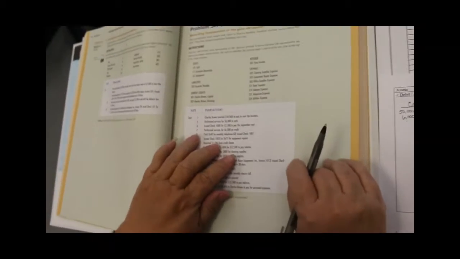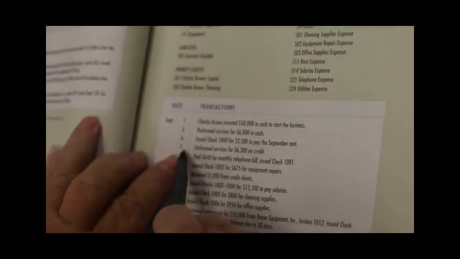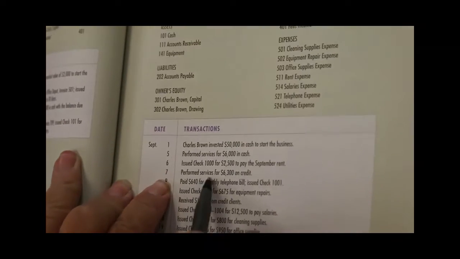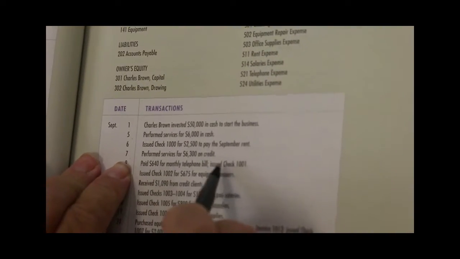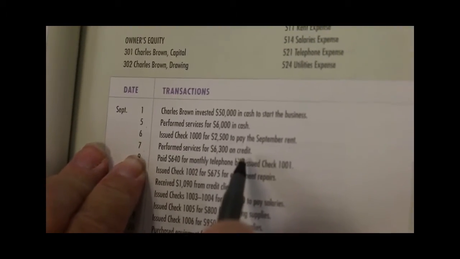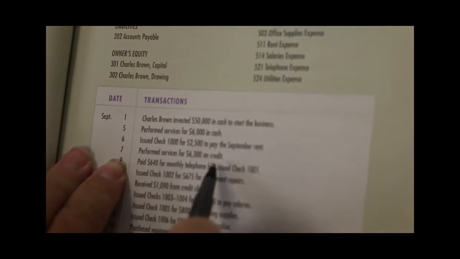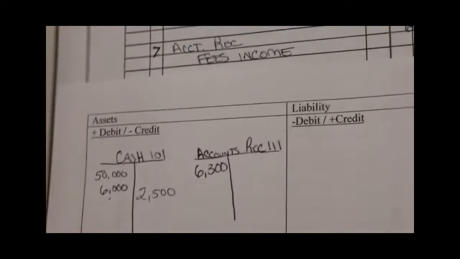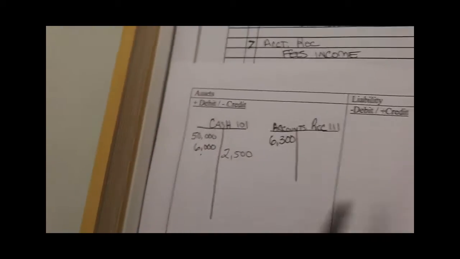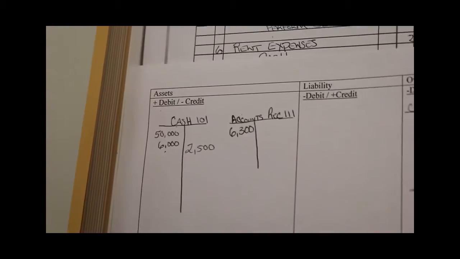Okay, so I'm going to start that transaction over again. This is the September 7th, perform services on credit. That's the one I was doing, right? Hold on. Yeah. Okay, so perform services on credit.